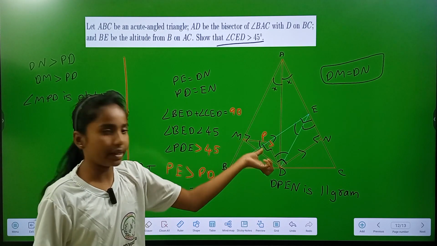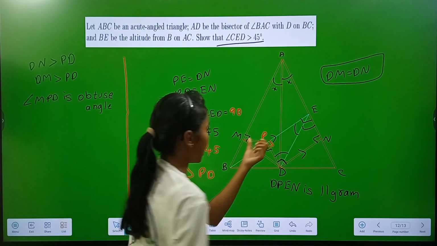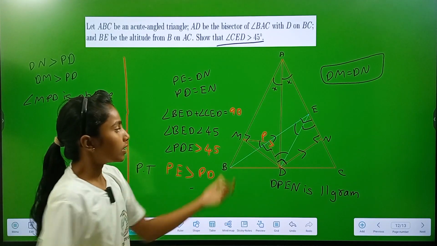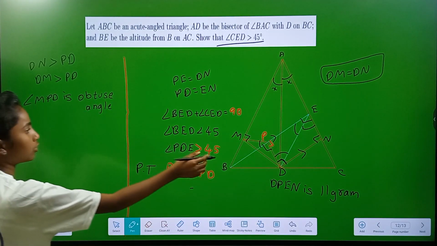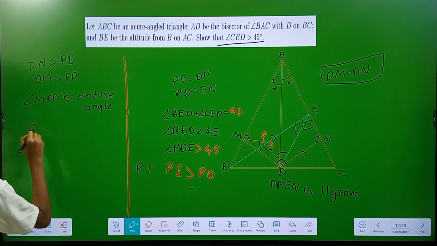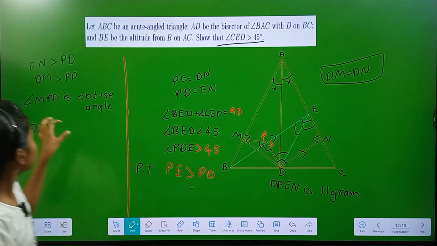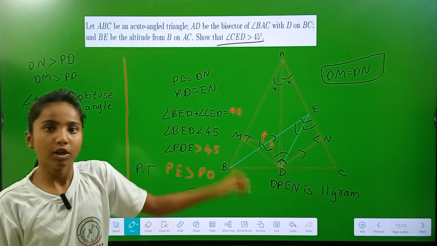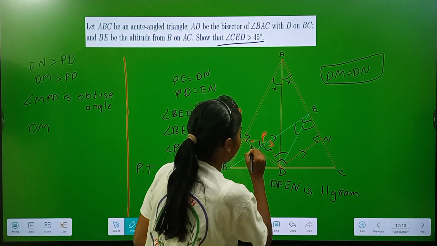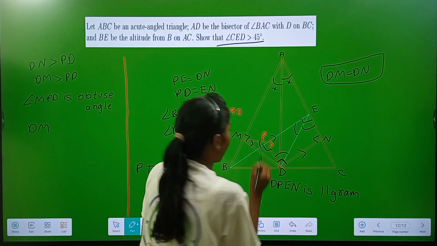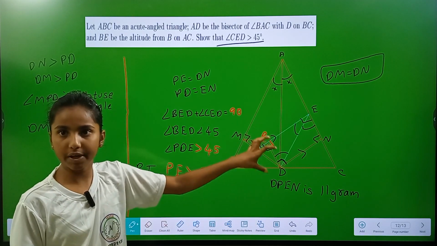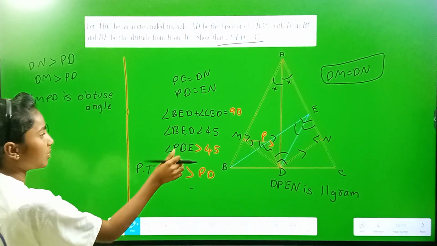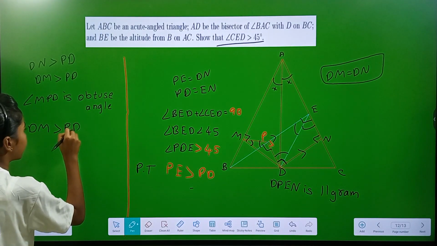And in the triangle MPD, if P is the largest angle, then the opposite side to this angle is the largest side. The opposite side to angle MPD is DM, and we are asked to prove that DM is greater than PD. PD is also a side of this triangle, and this is the angle opposite to PD. In this triangle, the obtuse angle MPD is the largest angle, so the side opposite to it is larger. So we can say DM is greater than PD.